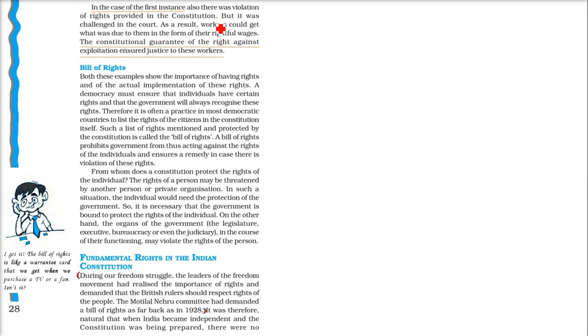So in the case of the first instance, what we saw, the workers were not given proper wages. They are poor. They are just being taken for work, but they are not being paid the proper amount. So the constitution's guarantee of the right against exploitation ensured that justice for these workers is done. So the constitution and judiciary played a role along with the social activists and social scientists, and then these workers got what they deserve.